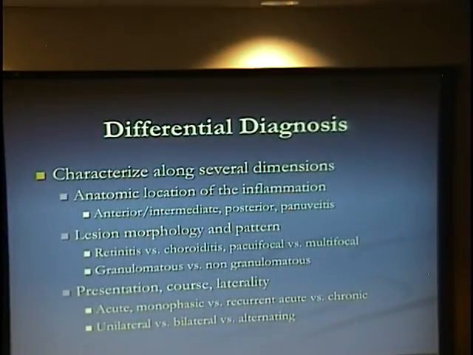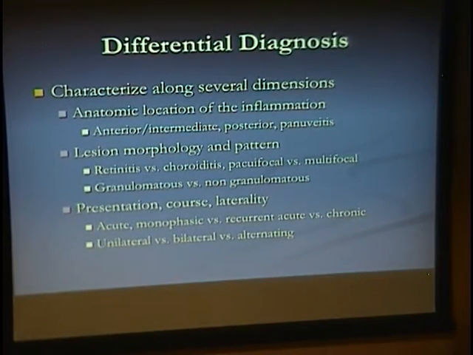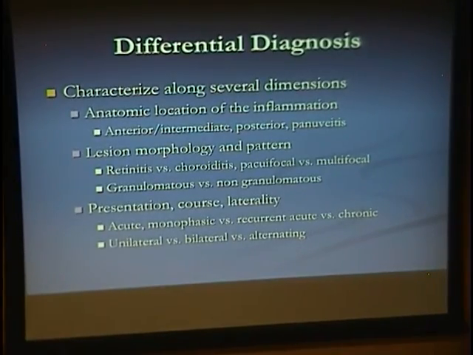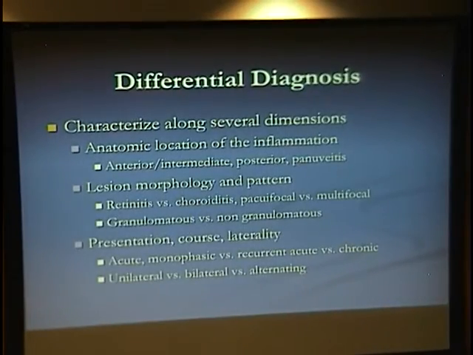One has to do with the anatomic location of the inflammation, whether it is present in the anterior chamber, the vitreous, the retina or choroid, or all three compartments. The pattern of the inflammation, particularly in the back of the eye, so pattern recognition is important. Whether the inflammation is predominantly in the retina or in the choroid or both, or whether it's a multifocal or a paucifocal inflammatory condition. Whether it's granulomatous or non-granulomatous by its clinical features. And then the presentation, course, and laterality.